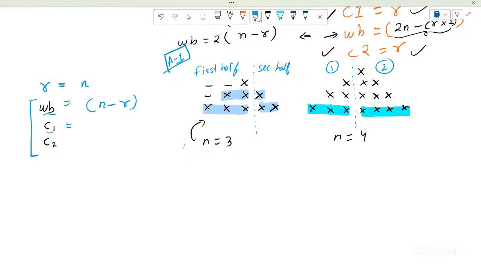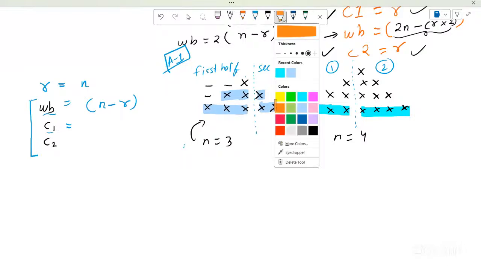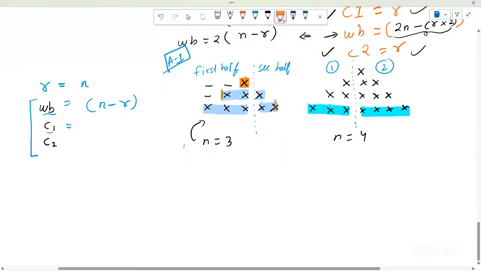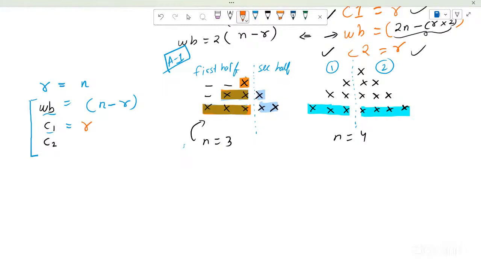What about C1? In the first row, how many columns do we have? One. In the second row, we have two columns. In the third row, we have three columns. I'm talking about the number of stars. So one star, two stars, and three stars. And can I say that the number of stars is equal to the value of the row? So can I say that C1 is equal to R? Do you agree with that?